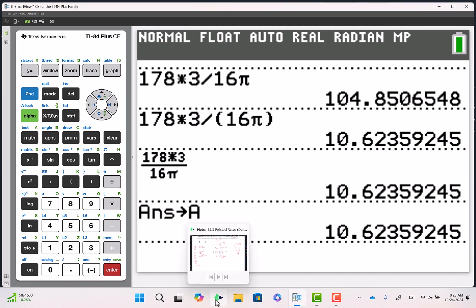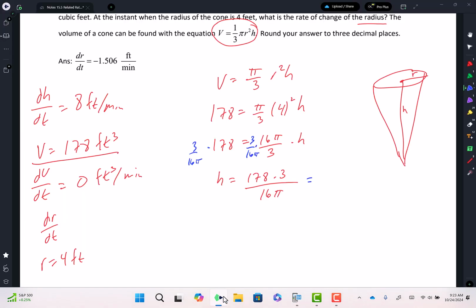10.6236. And I need units. This is feet. And I'm going to store that to capital A. All right, here we go.